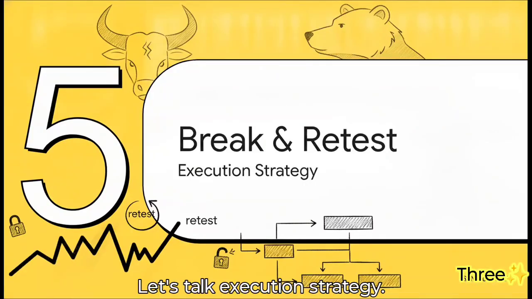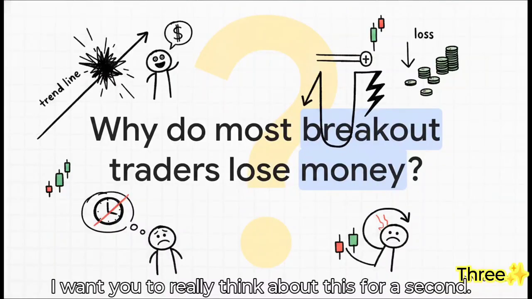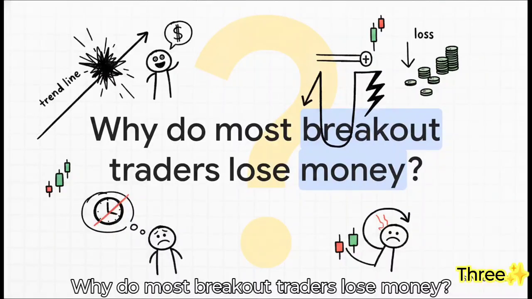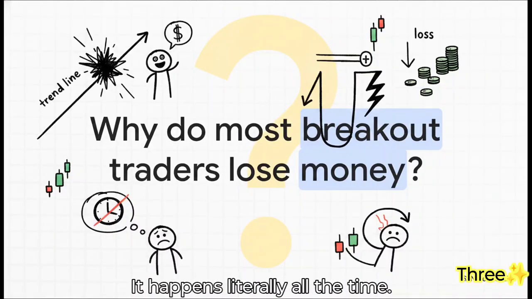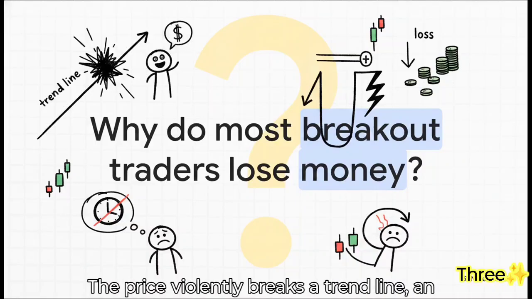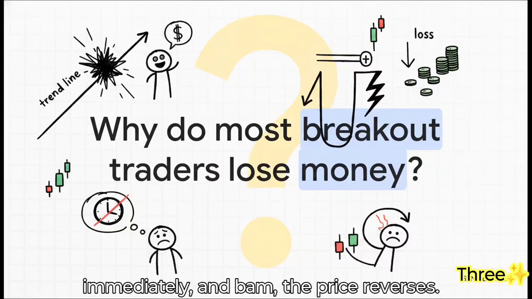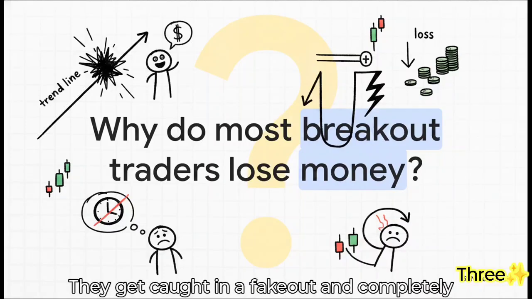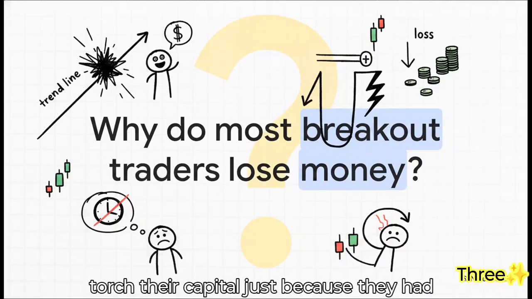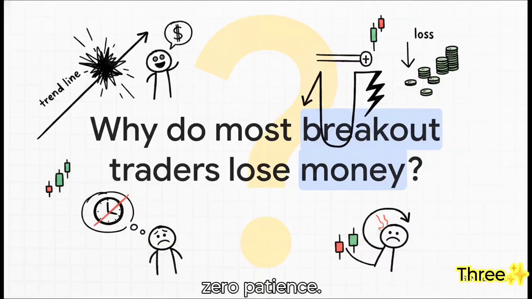Let's talk execution strategy. I want you to really think about this for a second. Why do most breakout traders lose money? It happens literally all the time. The price violently breaks a trend line, an amateur trader gets massive FOMO, they buy immediately, and bam, the price reverses. They get caught in a fake out and completely torch their capital just because they had zero patience.